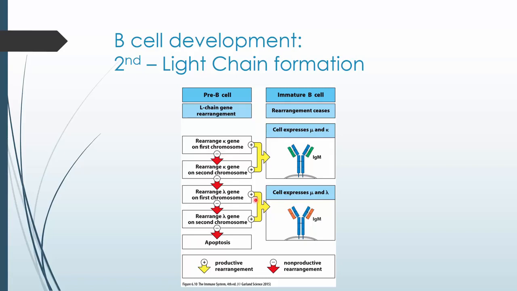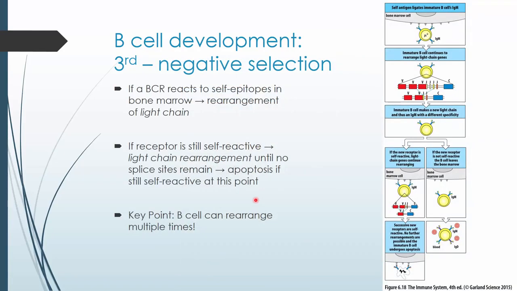So next we're going to talk about negative selection, because that's the final step in the maturation process. Negative selection for B cells happens in the bone marrow. And let's talk a little bit about what negative selection is. Negative selection is part of what we consider to be central tolerance.